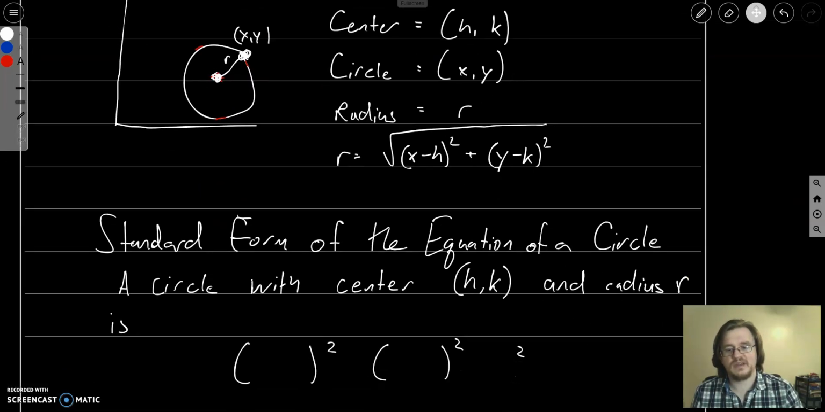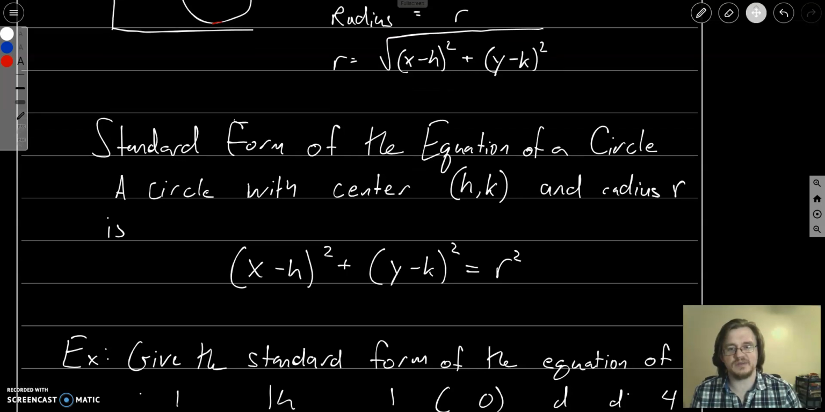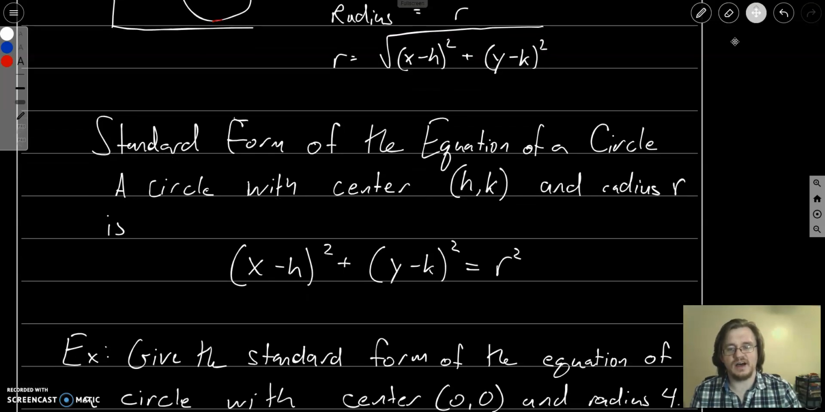However, since we have a square root on this side, we can square both sides to make it a lot simpler. So here, if r is equal to the square root of this big mess, I can just say if I square both sides, I'll have that big mess is equal to r squared. So this is our equation for a circle.